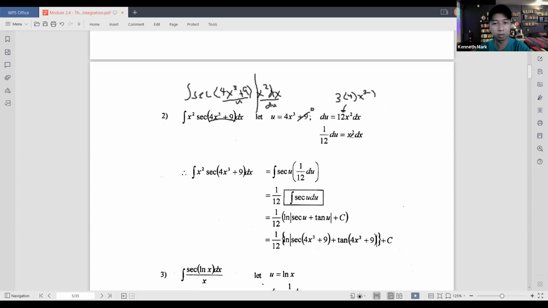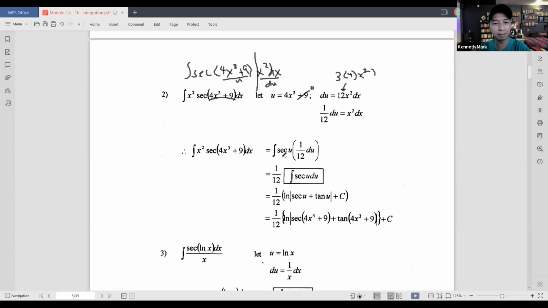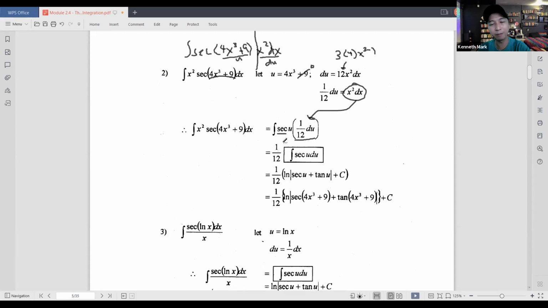So kunin natin yung x squared dx dito. Ito siya. So yung value natin would be 1 over 12 du. Okay. So therefore, you will now have the integral of secant u times 1/12 du. Okay, so ito yung first part mo, ito yung second part mo. So sinubstitute natin yung x squared dx. Ito yung x squared dx mo. Yan. Now you can proceed with the formula.